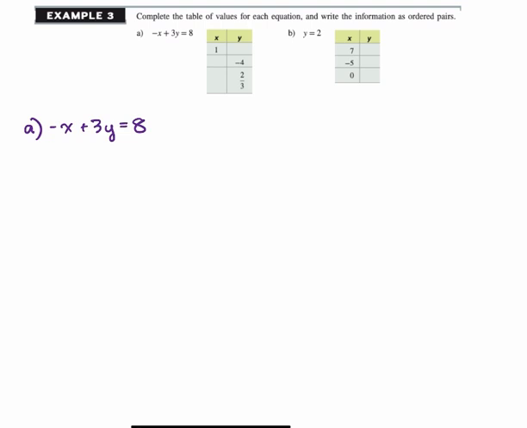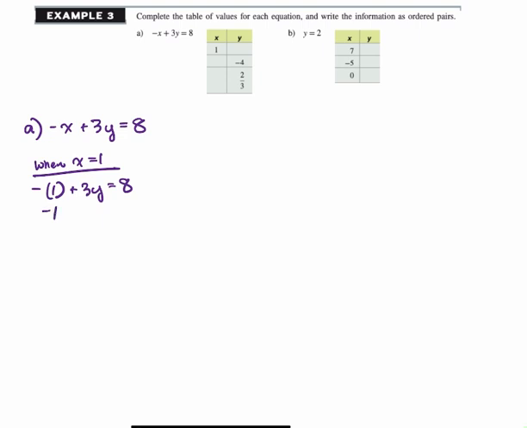And in the table, they give us one x value and then two y values. So let's just go one row at a time, plug in the value that we know, and find the one that we don't know. So for the first one, when x equals 1, let's plug in 1 for x. So this would be negative 1 plus 3y equals 8. And then we just need to solve this for y.